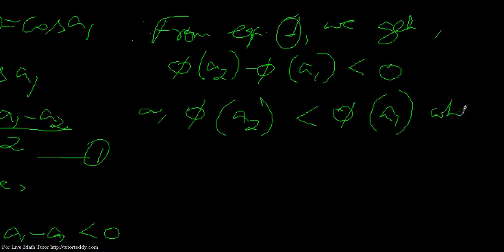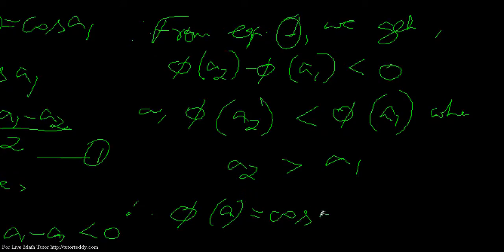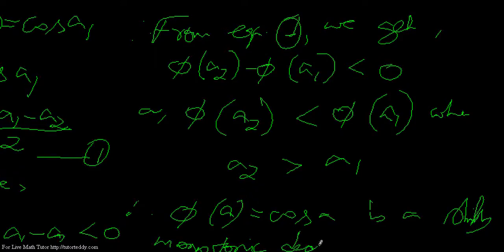when a2 is greater than a1, right? Therefore we can say that this function phi a equal to cos a is a strictly monotonic decreasing function. So this solves my problem.